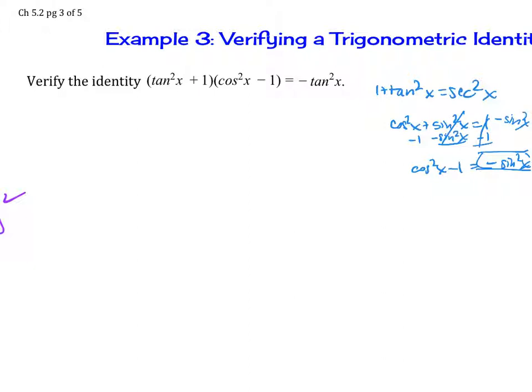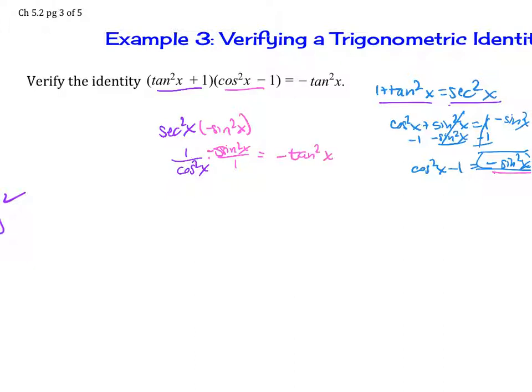Now let's go ahead and substitute everything. Tangent squared plus 1 will change into secant squared of x, and then the cosine squared of x minus 1 will change into the minus sine squared of x. So this is secant squared of x times negative sine squared of x. Secant squared of x is just 1 over cosine squared of x, times negative sine squared of x over 1. Notice it's negative sine over cosine, that is negative tangent squared of x.